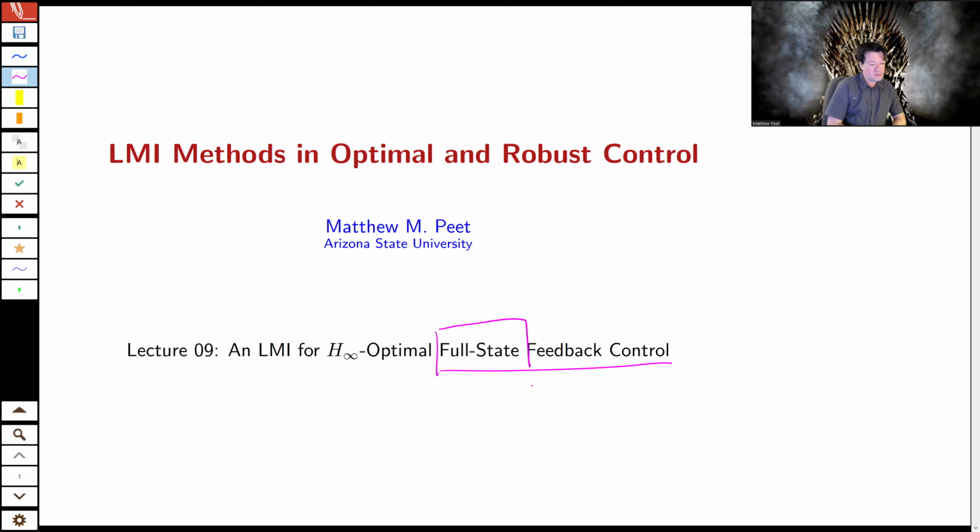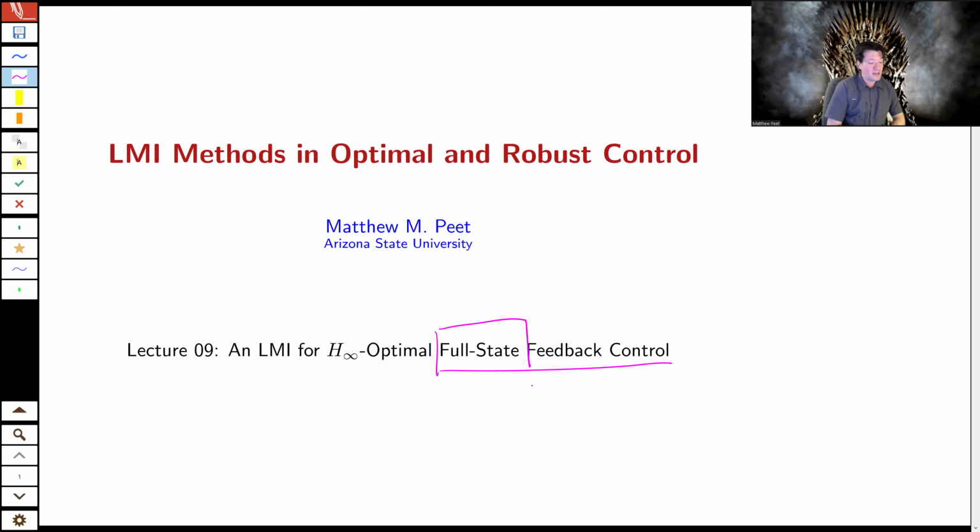That means we have available to us measurements of every state in the state space representation. Now, the book will go through and do this. This lecture is in the book. And the book will also actually cover H infinity optimal estimation. H infinity optimal estimation is not a topic. It's not a lecture in this course.